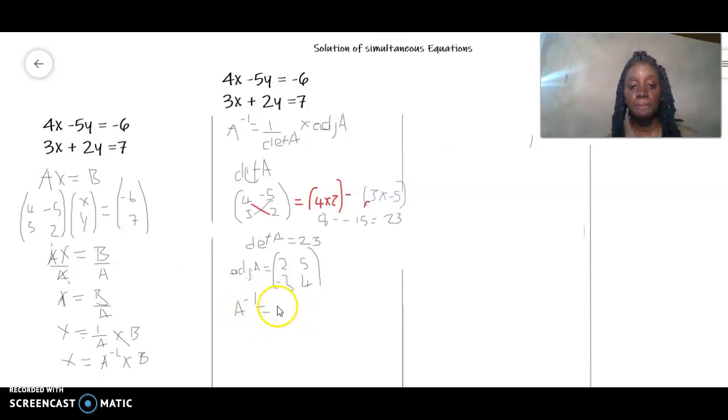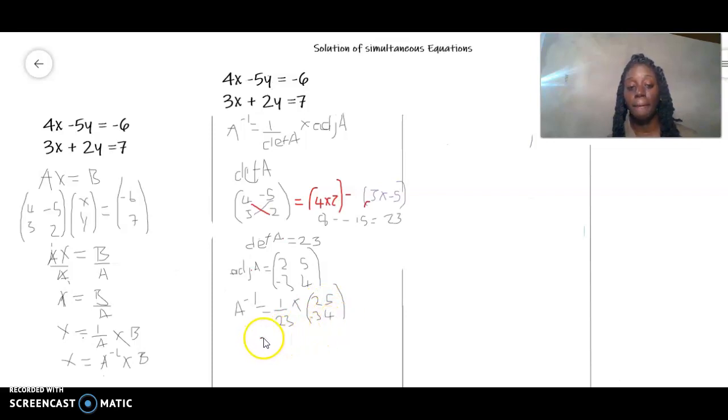So that is 1 over the determinant, which we have found to be 23, times the adjoint of A, which is [2, 5, -3, 4]. Alright, so now we have a situation where the determinant acts as a scalar. At this point, I will multiply 1 over 23 by each of the elements in this matrix.